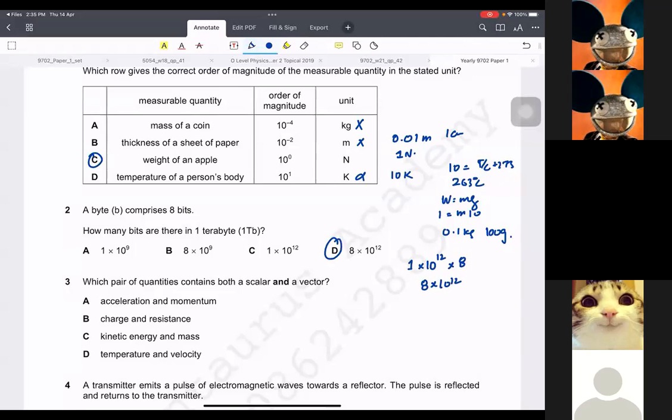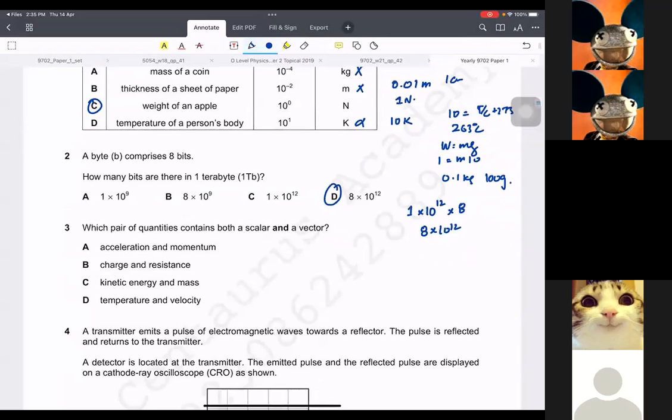Pretty simple. Which pair of quantities contains both a scalar and a vector? These are both vectors. That's wrong. Charge and resistance, both scalars. Both scalars. Temperature and velocity are scalar and vector.